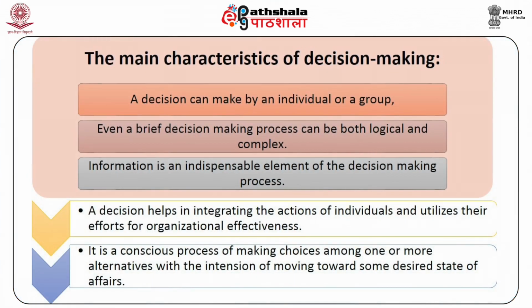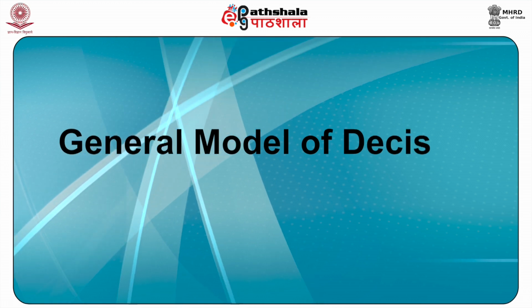The main characteristics of decision-making are: 1. A decision can be made by an individual or a group. 2. Even a brief decision-making process can be both logical and complex. 3. Information is an indispensable element of the decision-making process. A decision helps in integrating the actions of individuals and utilizes their efforts for organizational effectiveness. It is a conscious process of making choices among one or more alternatives with the intention of moving towards some desired state of affairs.